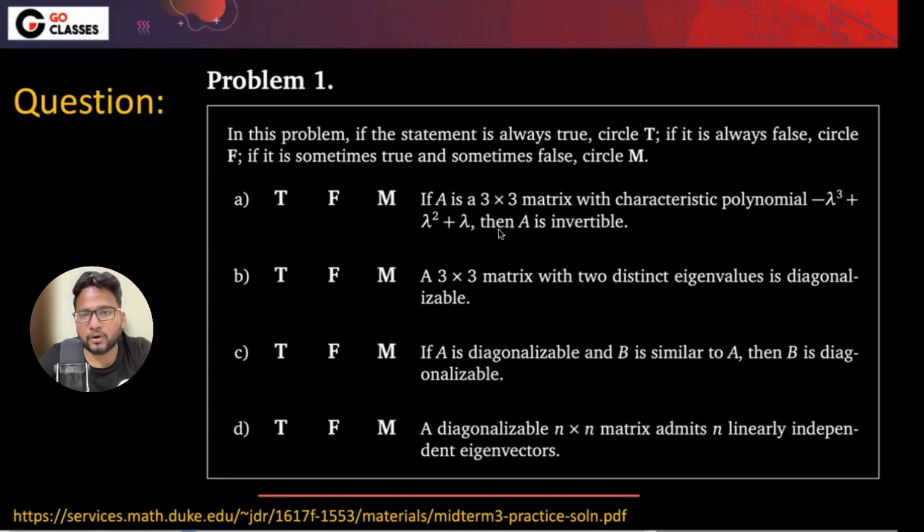No, right? Because lambda equal to 0 is there. So that's why this is false, because lambda equal to 0 is an eigenvalue. Okay. A is a 3 cross 3 matrix with two distinct eigenvalues in the diagonal.